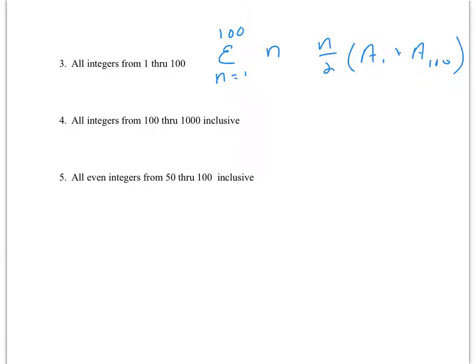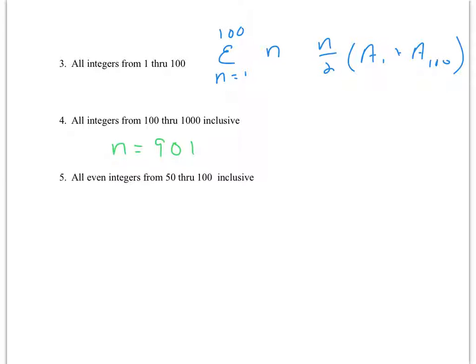Okay, let's try this one. All integers from 100 through 1000 inclusive. In this case, be careful now, n is not going to be 1000. We need to subtract 1 through 100. So we're going to get 900. But we actually want to include the 100, so n is going to equal 901. In other words, from 100 to 1,000, including 100 and 1,000, we have 901 numbers.